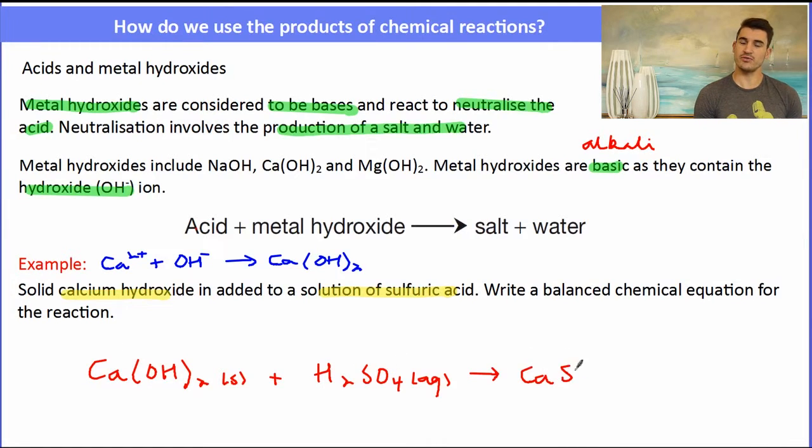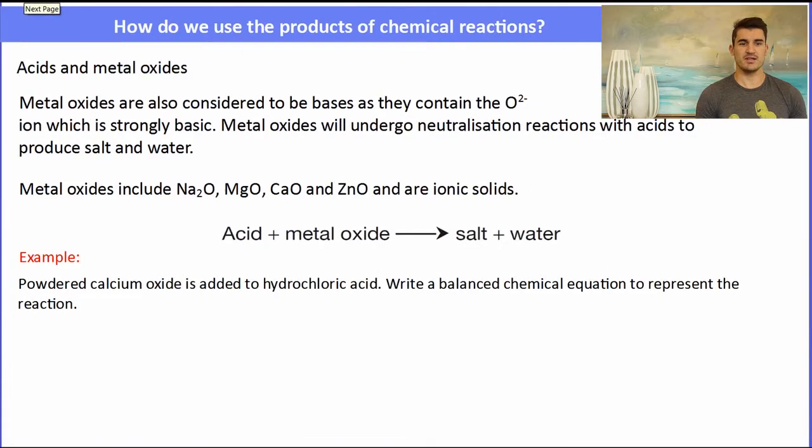Now calcium sulfate, calcium is 2+, sulfate is 2-. So when I put those together, they're nicely balanced, and my water will be H2O. Is this one balanced? Well, if you just have a look at the hydrogens, well, we have 4 hydrogens on the left and only 2 hydrogens on the right. So I need to put a 2 out the front of the water, and then that will also help us balance the oxygens.